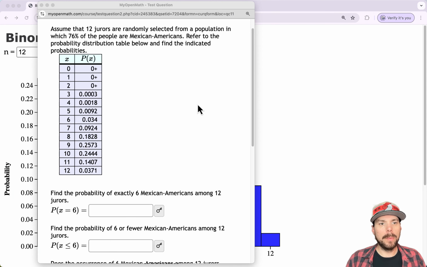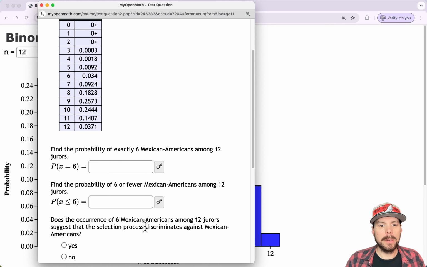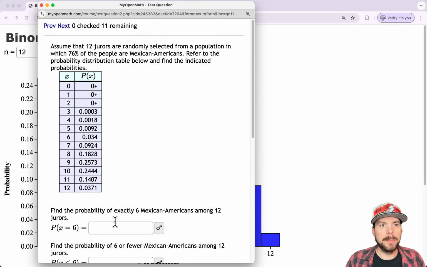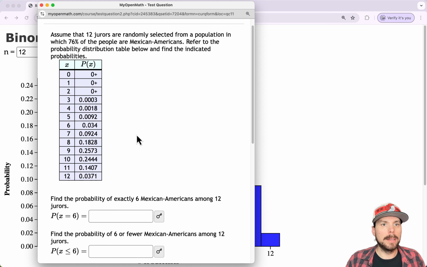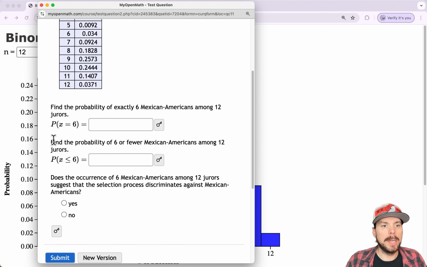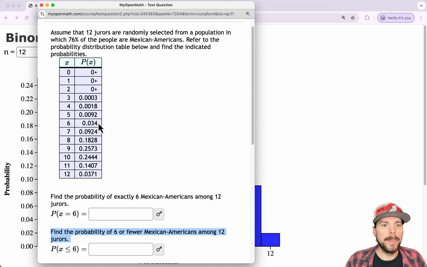This homework problem originally only involves looking at a discrete probability distribution and examining for discrimination. We're going to take another look at this problem under a different lens. What we're going to do is collect simulated samples of 12 jurors from this population over and over and over again to see just how many of those have 6 jurors or potentially fewer, which would be even more extreme. We would see here that there's a pretty low probability of 6 jurors.